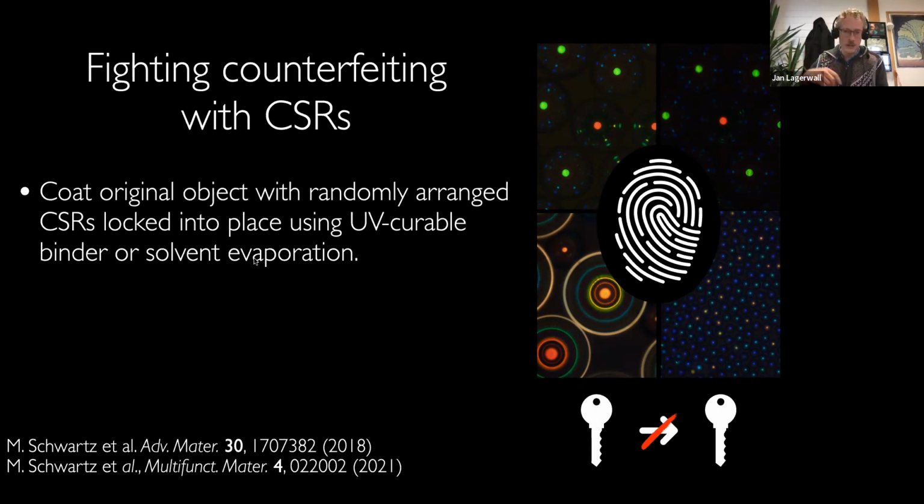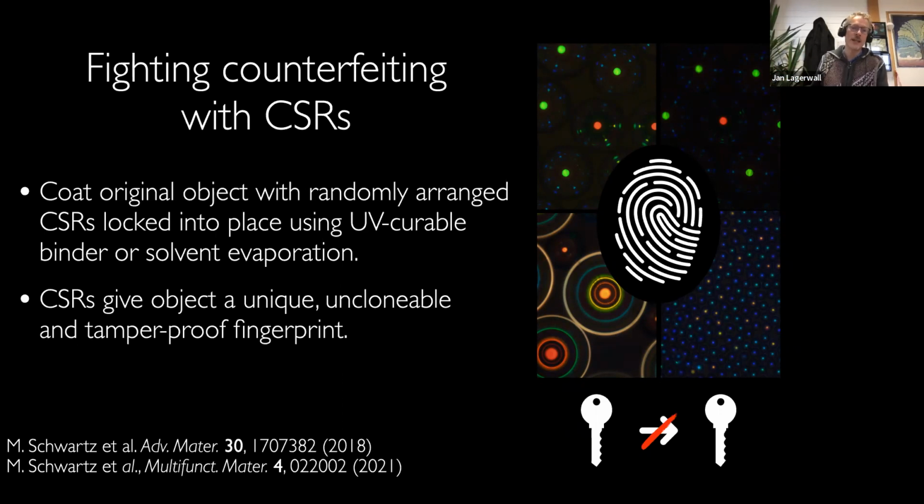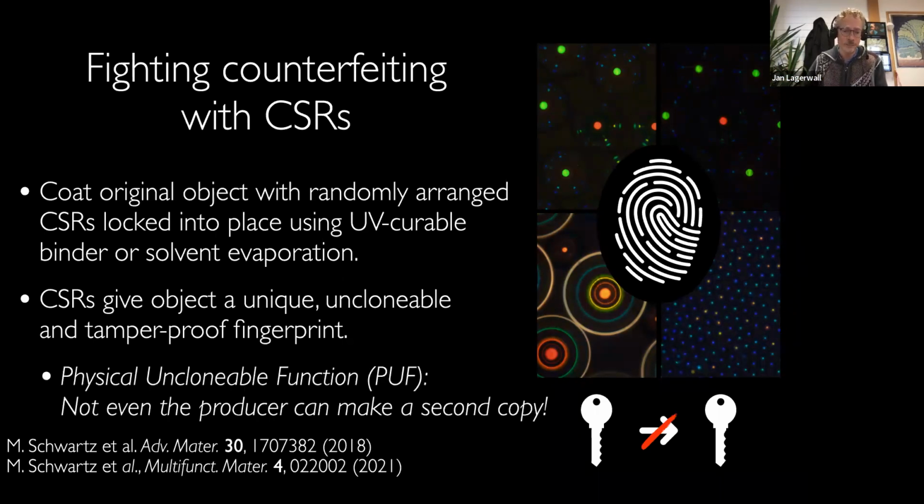So that's a nice thing, that you can have this random arrangement, and before it has a chance to reach an equilibrium arrangement, you turn it from liquid to solid, and thereby you lock in this random arrangement. And you really have a unique, unclonable, and tamper-proof fingerprint, which is very useful for this type of application. Security researchers call this a physical unclonable function, or PUF. You may have heard of it because it's getting very popular in the literature now.